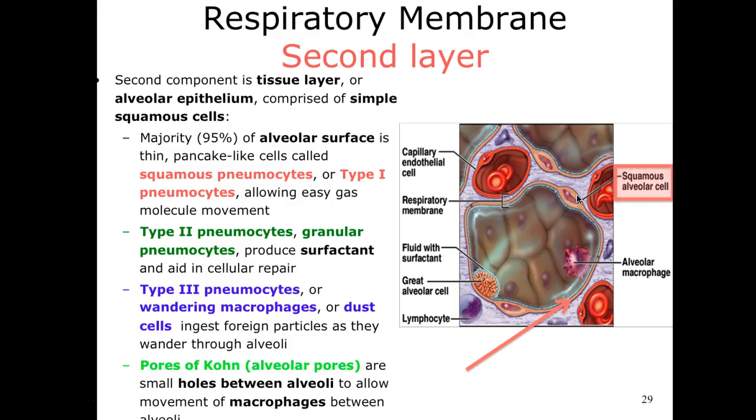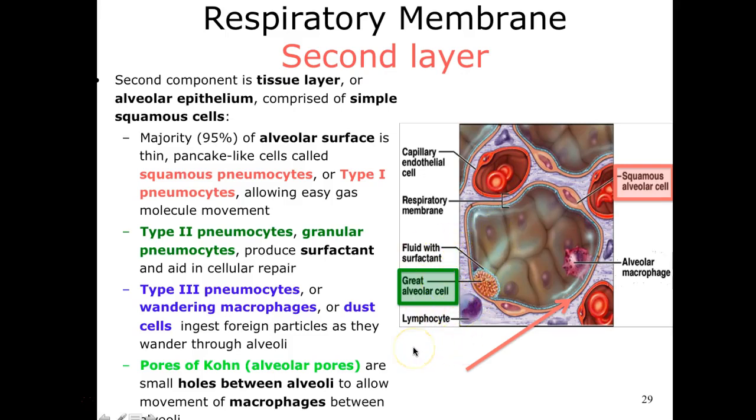The other type of cell that we are going to have is your type 2 pneumocyte, or granular pneumocyte, also known as your great alveolar cell. This is the cell that produces the surfactant that we found in layer 1. And it also can help us in cellular repair.